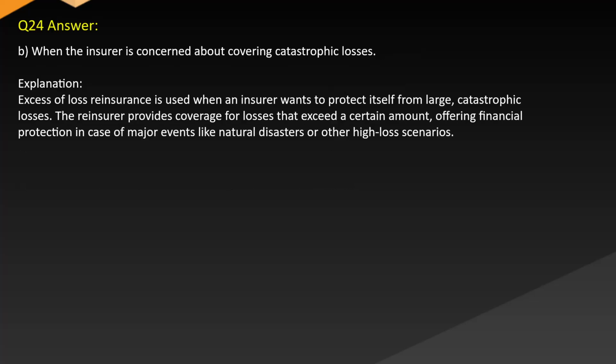Answer: B. When the insurer is concerned about covering catastrophic losses. Explanation: excessive loss reinsurance is used when an insurer wants to protect itself from large catastrophic losses. The reinsurer provides coverage for losses that exceed a certain amount, offering financial protection in case of major events like natural disasters or other high-loss scenarios.